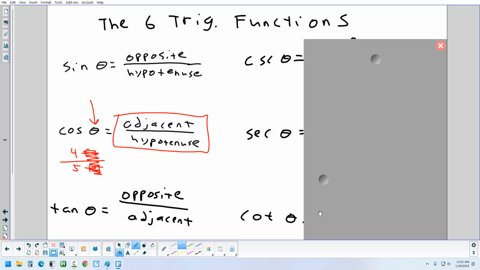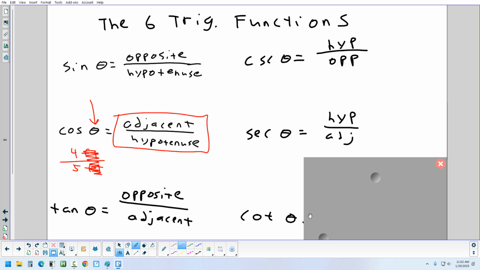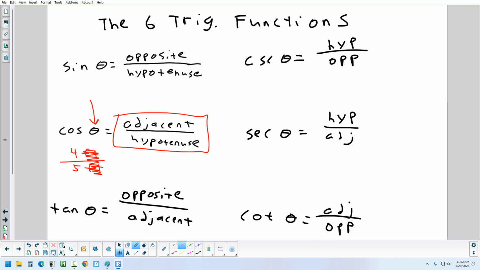So based on that, what do you think the formula to calculate the cosecant is, based on opposite, adjacent, and hypotenuse? Hypotenuse over opposite? Yep, hypotenuse over opposite. And the formula for secant would be adjacent over hypotenuse? No, sorry, hypotenuse over adjacent. Yep, hypotenuse over adjacent. And the last one would be adjacent over opposite. So they're still reciprocals, just like with unit circle trig.